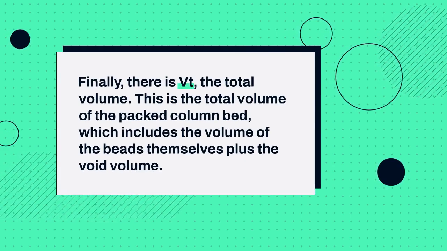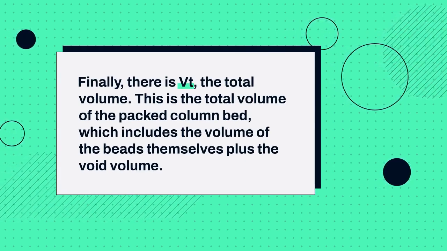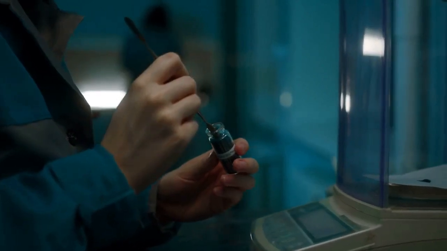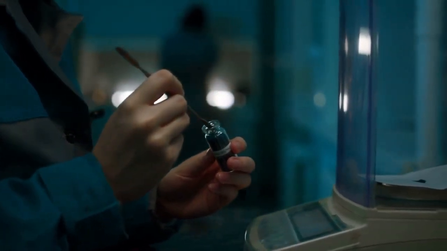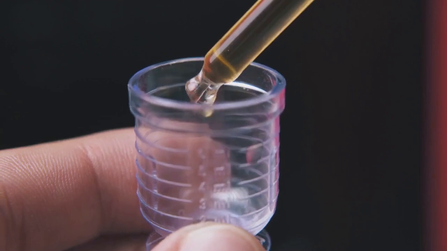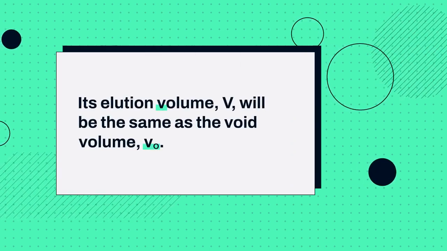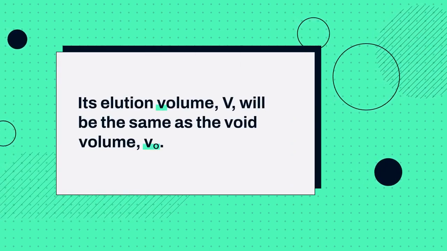This is the total volume of the packed column bed, which includes the volume of the beads themselves plus the void volume. Understanding these components helps us interpret the KAV value. If a molecule is very large, it cannot enter any of the pores in the beads. Its elution volume, Ve, will be the same as the void volume, Vo.